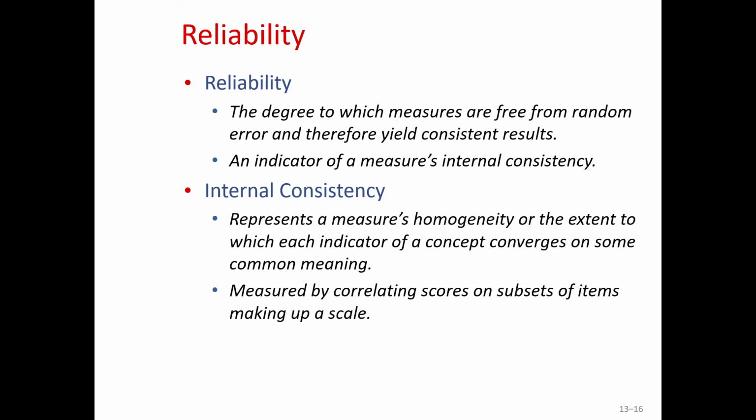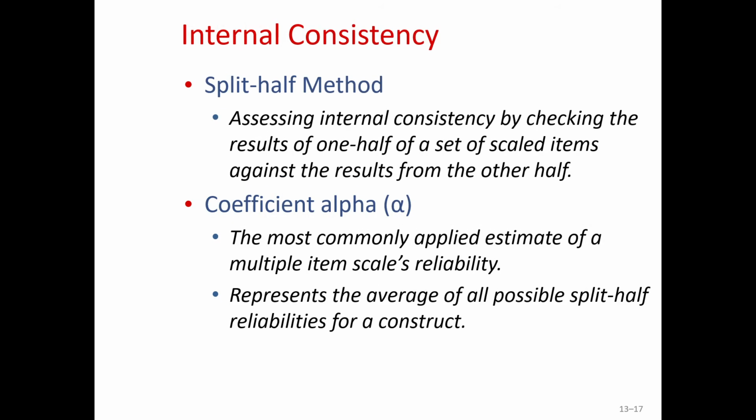So consistent scores in some test, for example. Internal consistency. Internal consistency represents a measure's homogeneity. The trustworthiness may require asking several similar but not identical questions. We can discuss here as well the split half method of checking reliability. It's performed by taking half of the items from a scale, I don't know, the odd numbers, and checking them against the results from the other half, the even numbers. And these two scale halves should produce similar scores and correlate highly.